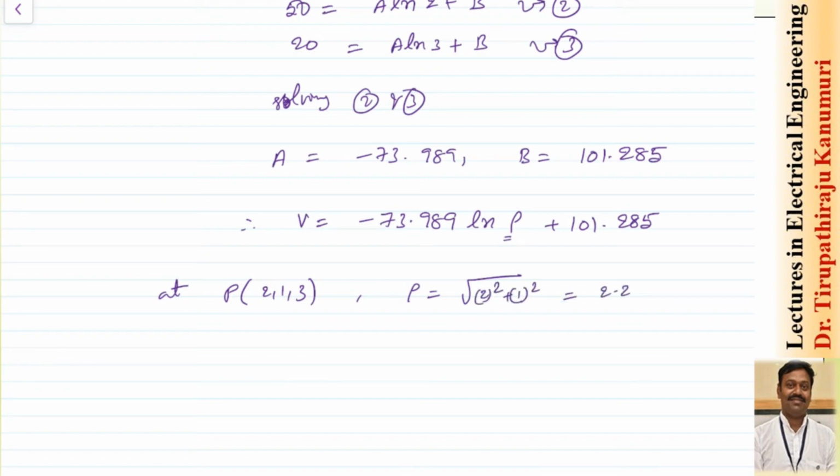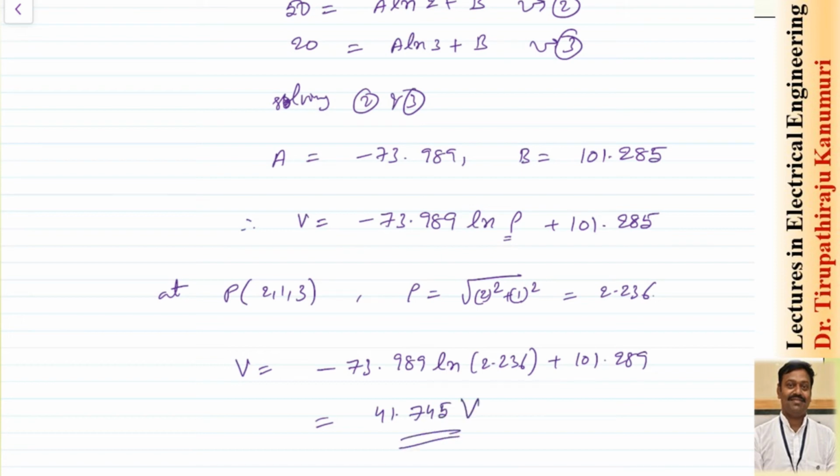So this will be 2.236. So substituting this in the potential, we will get it as 73.989 ln of 2.236 plus 101.289. This will be equal to 41.745 volts. So in this way you have to calculate.